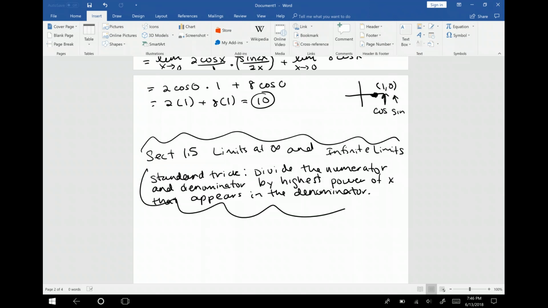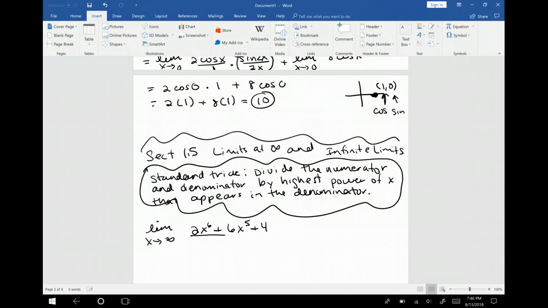So that's the standard trick that we're going to use in this section. Okay. So let me do a basic example here. Let's say that we want to find the limit as x goes to infinity of 2x to the sixth power plus 6x to the fifth power plus 4, divided by 9x to the seventh power.